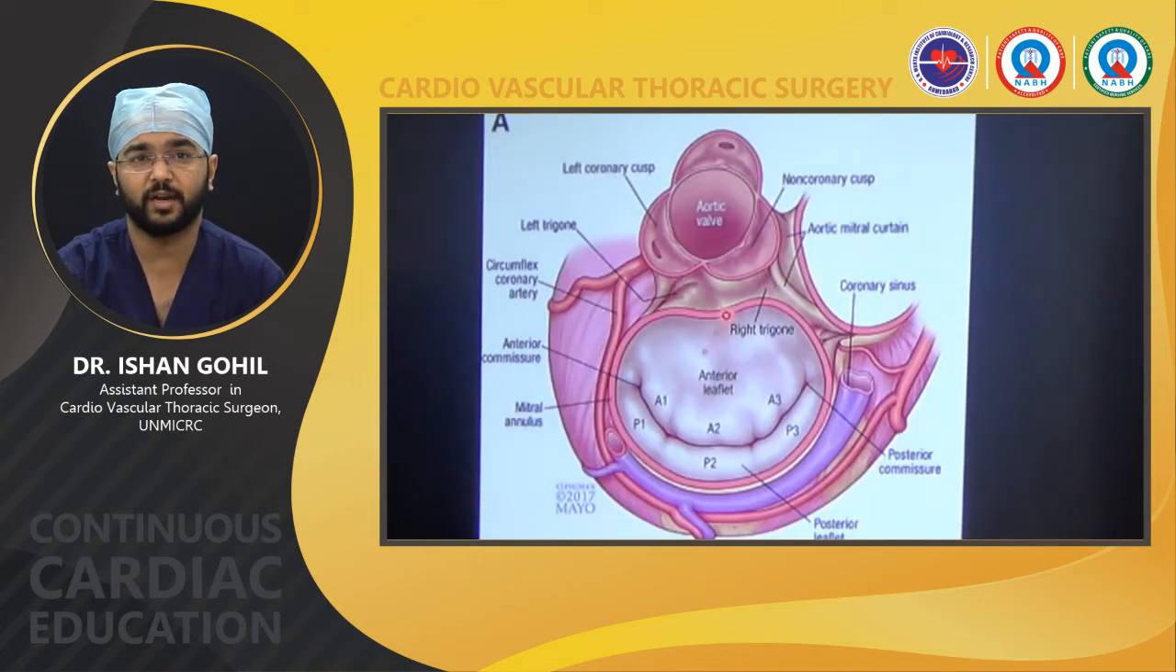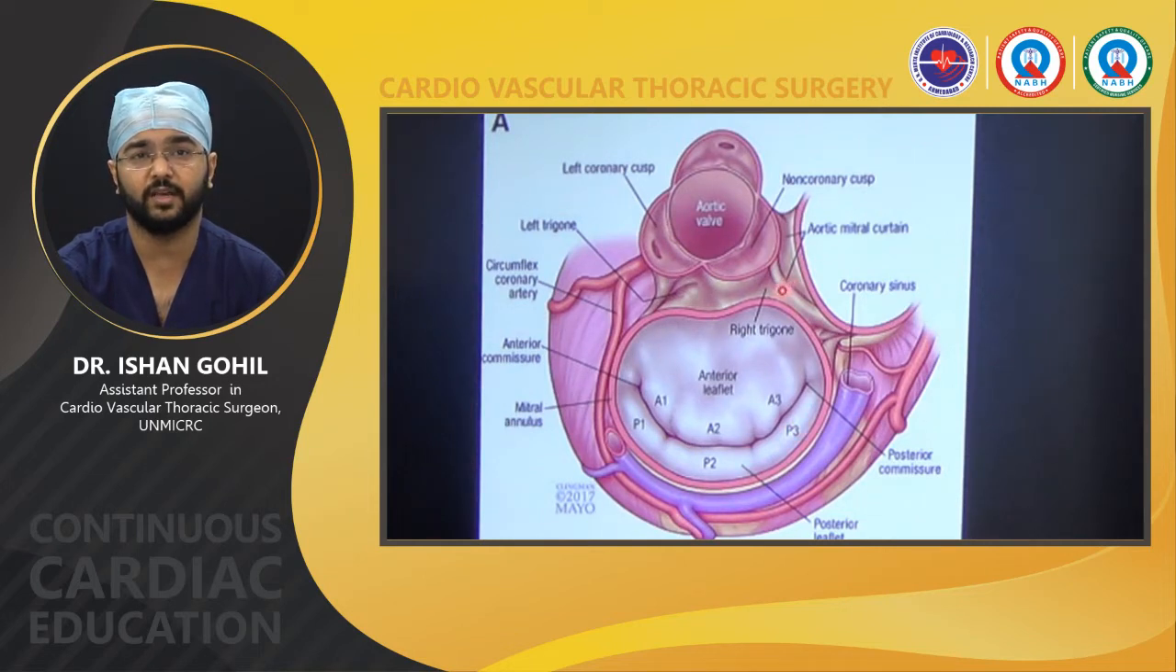This is a simpler diagram of the structures surrounding the mitral valve. This is the AML, this is the PML, which is divided into three parts, P1, P2, P3 from lateral to medial. Similarly, A1, A2, A3 are the corresponding scallops. This is the circumflex artery which goes just beyond P1 and P2, and this is the coronary sinus which surrounds P2 and P3.